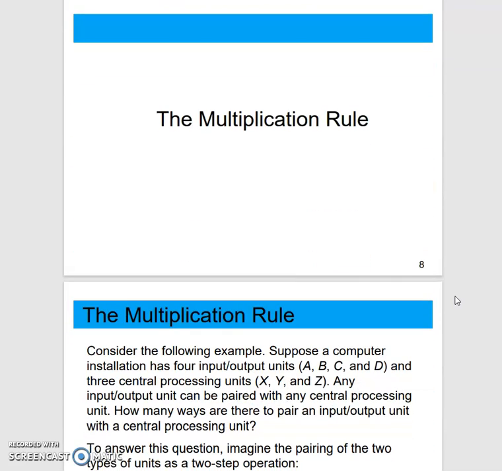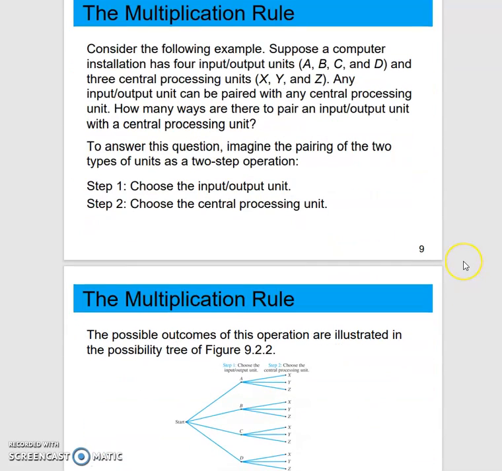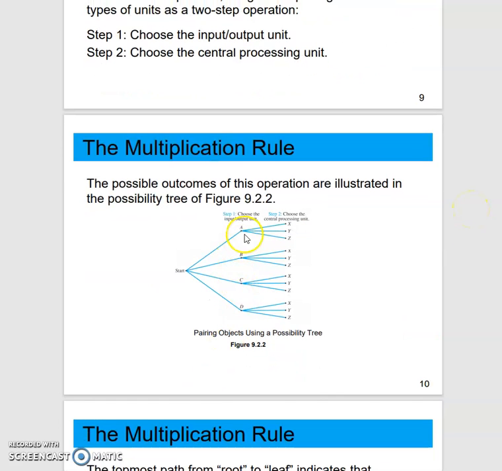Let's look at the multiplication rule. So we've got a computer that has 4 input outputs, A, B, C, D, and 3 central processing units, X, Y, and Z. Any input output can be paired with any CPU. So how many ways are there to pair those? So again, I'm going to make a tree to try and help set this up. So here you can see I'm choosing A, B, C, or D, and then with each one of those I can pick X, Y, or Z.